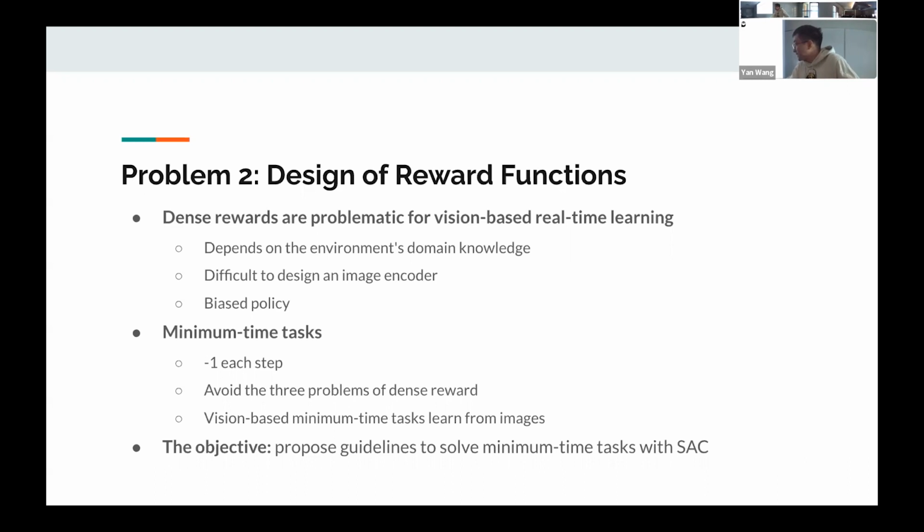Unfortunately, minimum time tasks are hard to solve due to sparse successful episodes. Not to mention the vision-based minimum time tasks. So as a first step toward robust learning of vision-based minimum time tasks, the second part of my thesis aims at proposing guidelines to determine if a minimum time task is solvable by SAC before actual training.